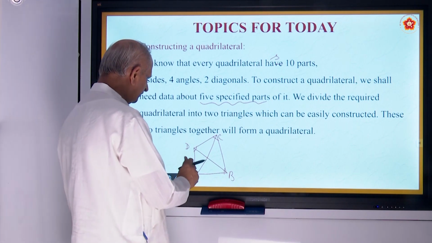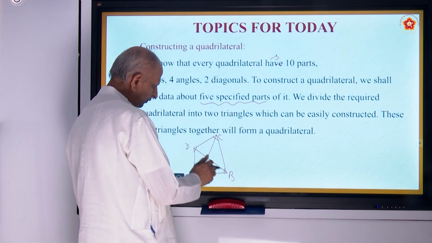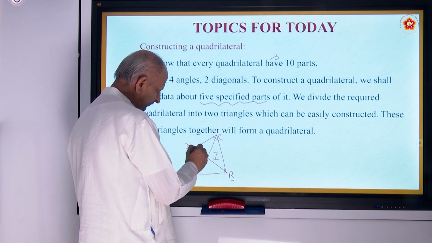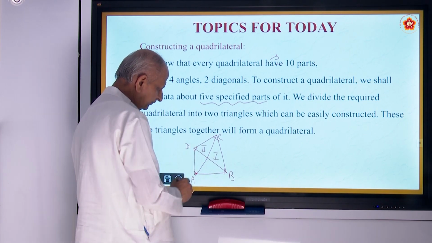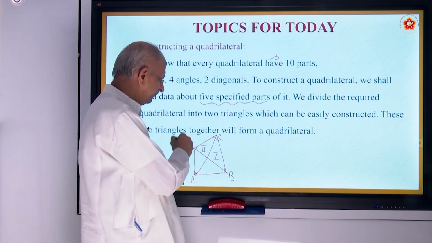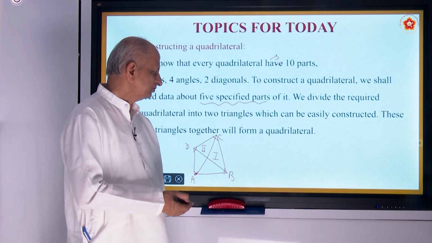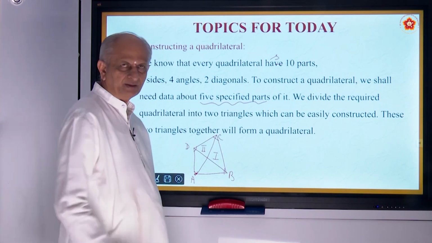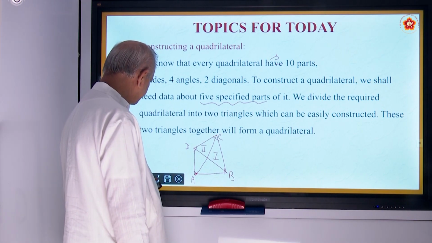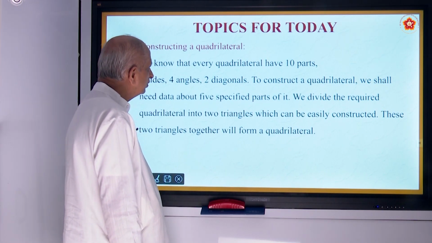So what do you see here? In a given quadrilateral you have 2 triangles. One is ABC, another is ADC. By drawing triangles you can complete it as a quadrilateral. Okay, this is a basic thing you are supposed to know.